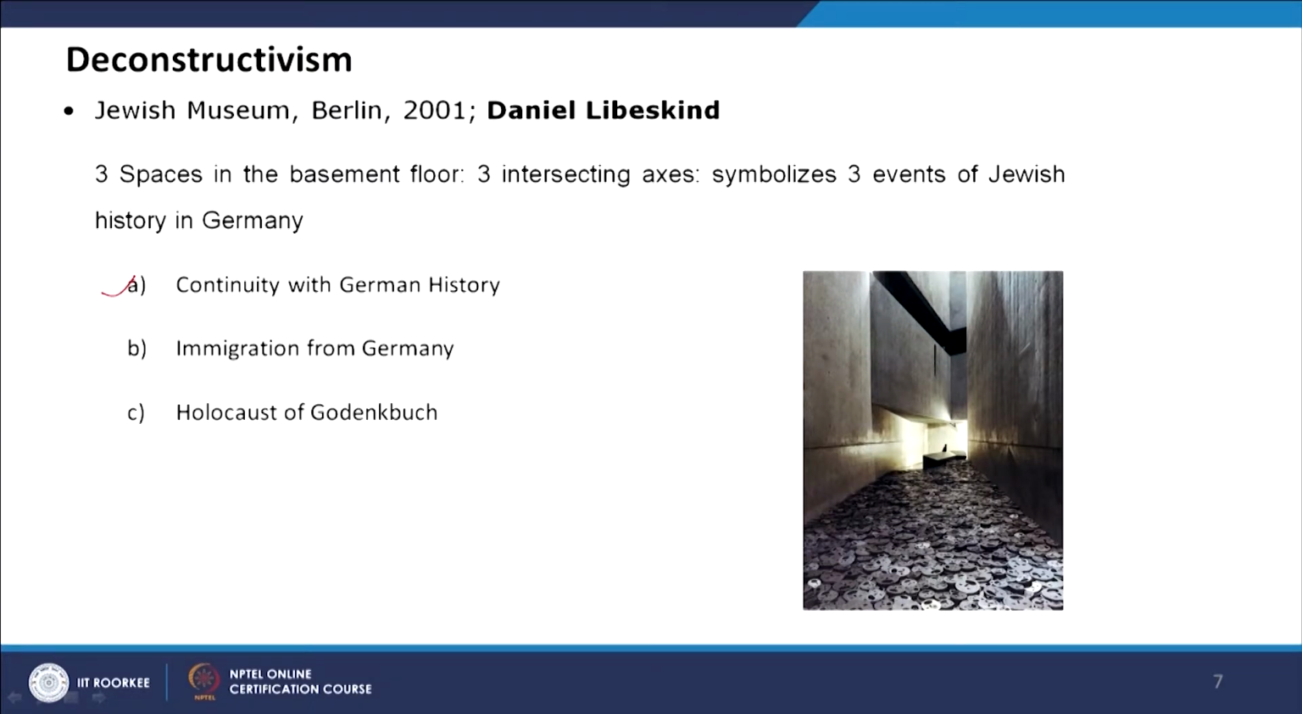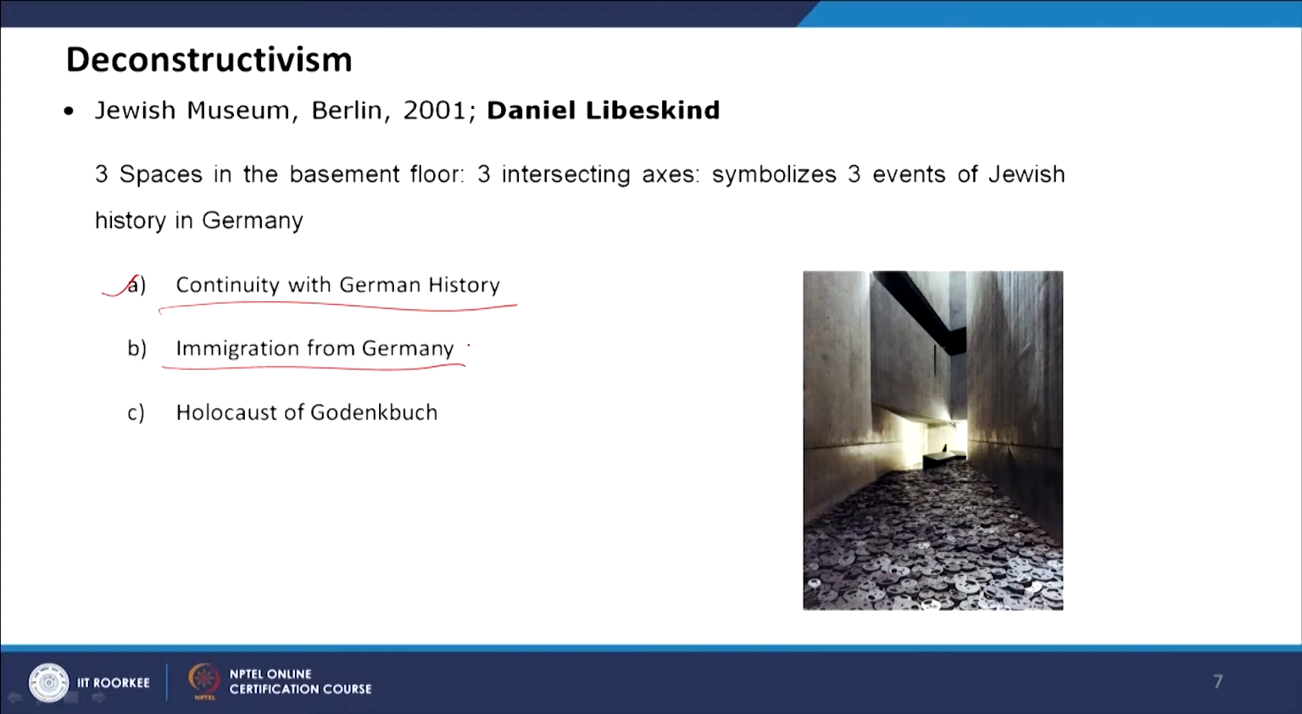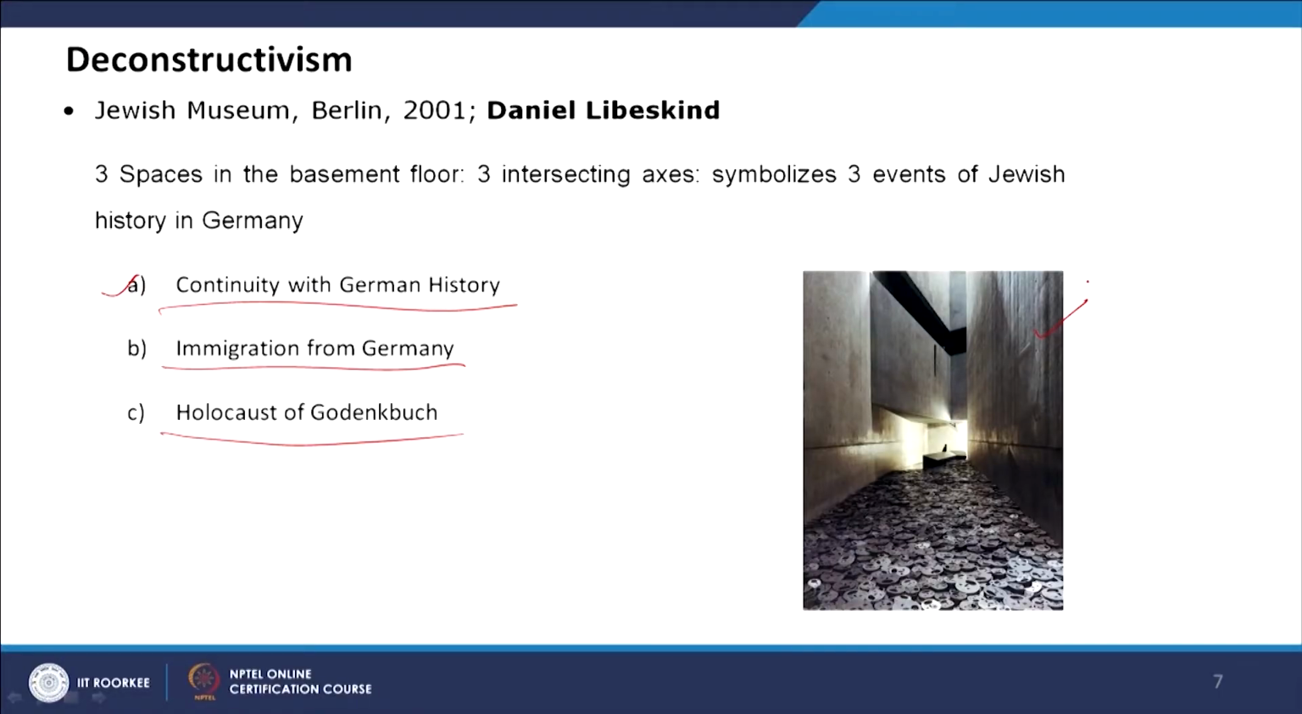First there was a continuity with German history, so the Germans were Christians and the Jews were there too, they were part of the history. But after that they emigrated from Germany, and then came the Holocaust in Germany, the event in which the Jews were mass murdered. So you can see the interior space of this museum.